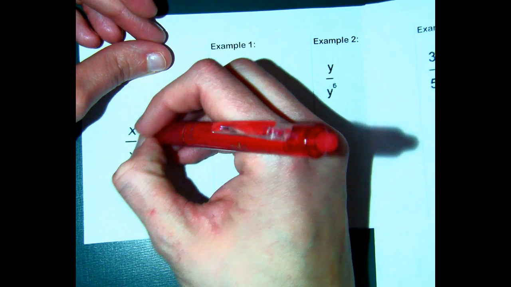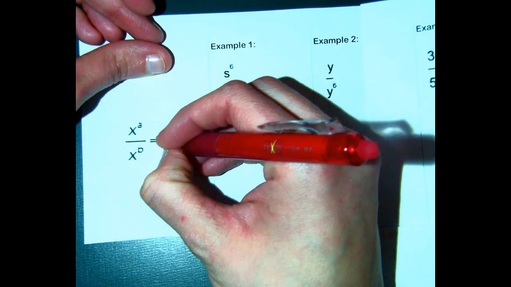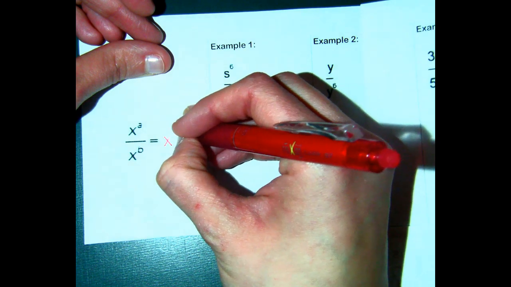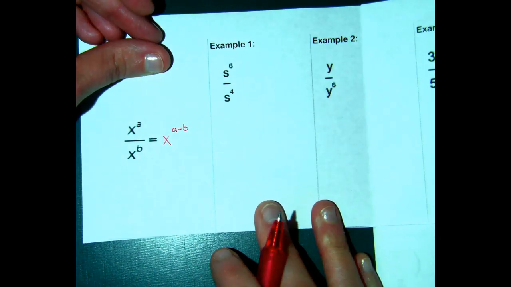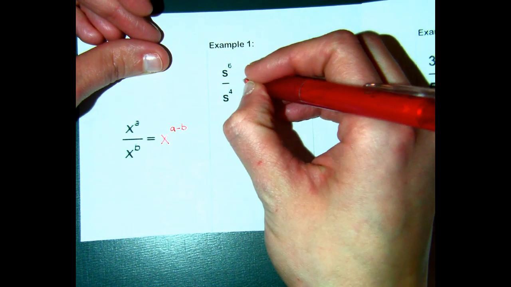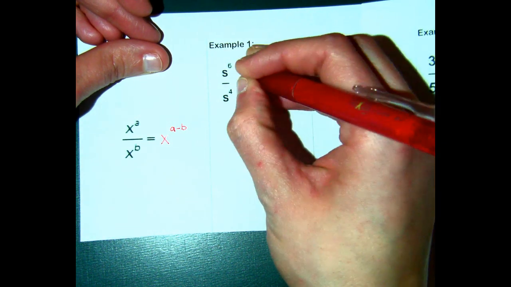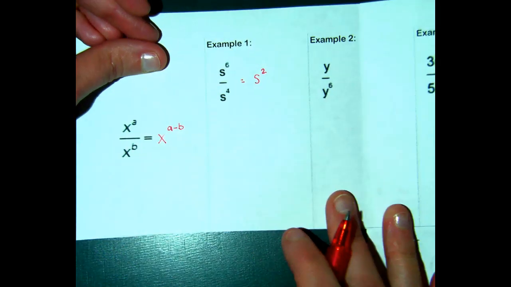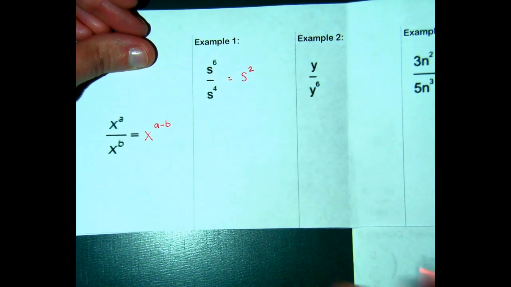So our bases are the same. The rule is x to the a minus b. We're going to do that on all of these. Remember, our goal is also to never have a negative exponent. In example 1, we have the same bases, so we have s, and we're going to do 6 minus 4, which is positive 2. So there's our answer to that question.